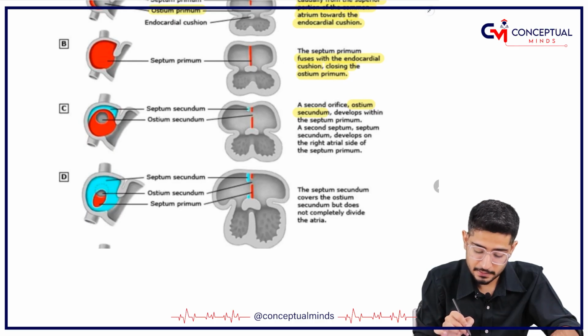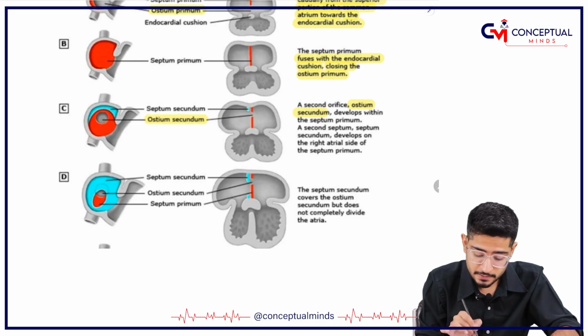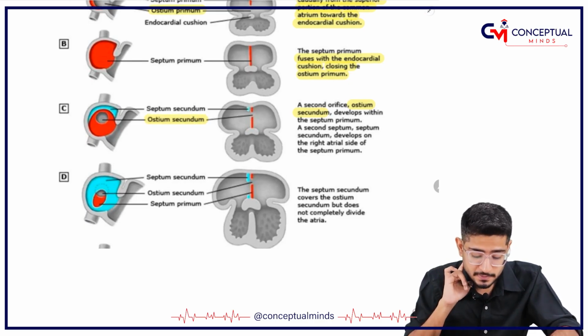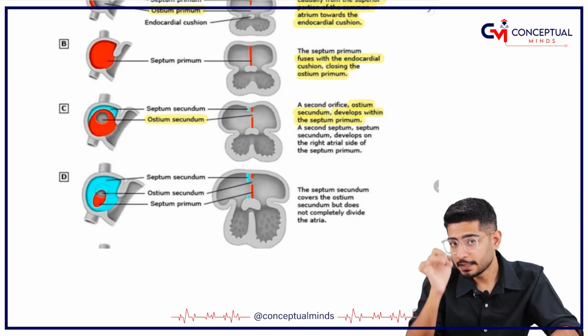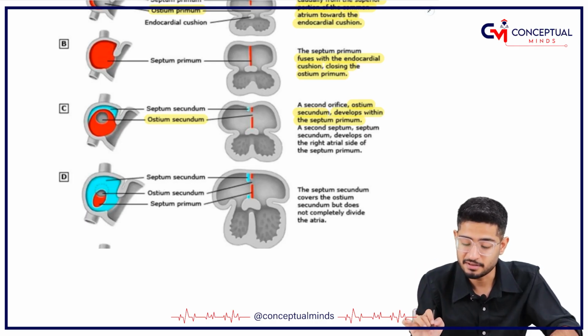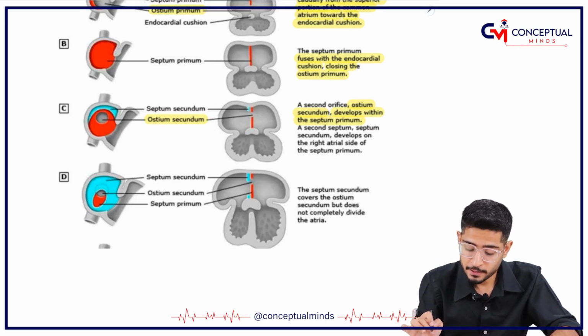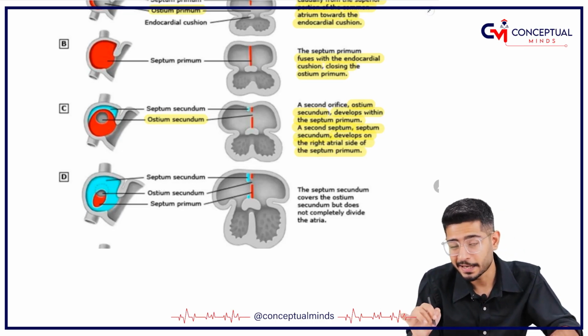Before telling you about the second orifice, please understand the ostium secundum. What is ostium secundum? It develops within the septum primum. In the septum primum, another hole comes, and that is called the ostium secundum. Then a second septum comes, called the septum secundum, which develops on the right atrial side of the septum primum.